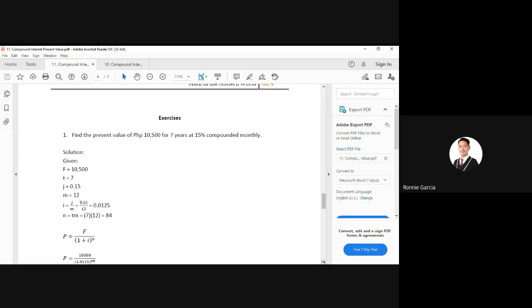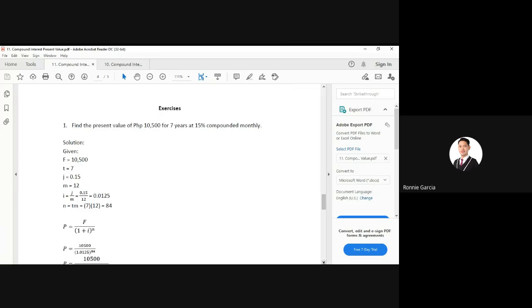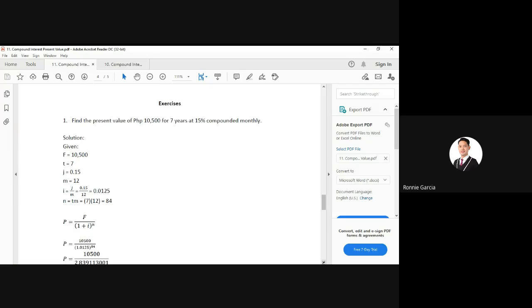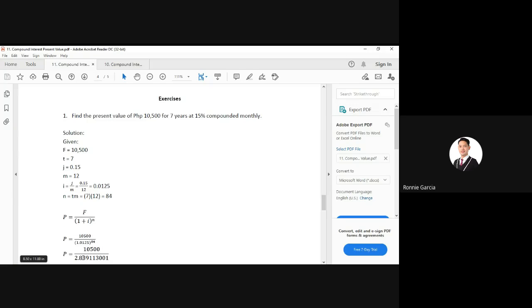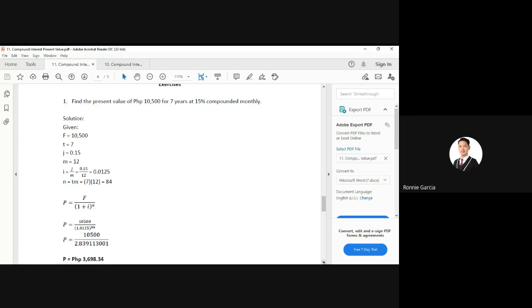So you replace the values of F, your I, and N. So you have 10,500 divided by 1 plus I, 1.0125 raised to the power of 84. So katong raised to the power of 84, ang value niya is 2.839113001. So after dividing that one, yes, the answer is indeed 3,698 pesos and 34 centavos. So another point for Miss Tesoro.